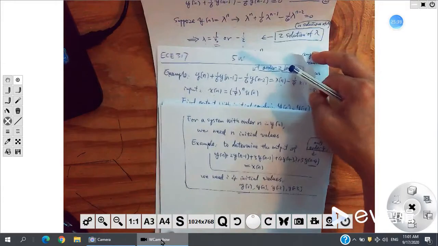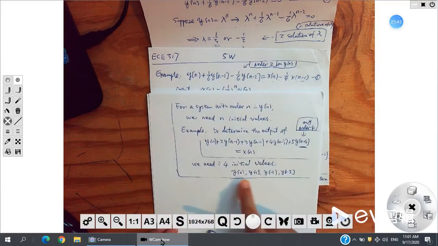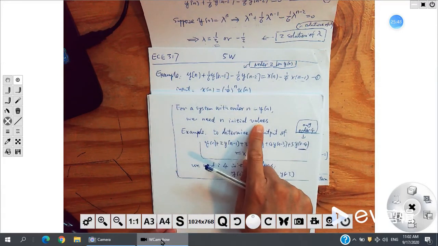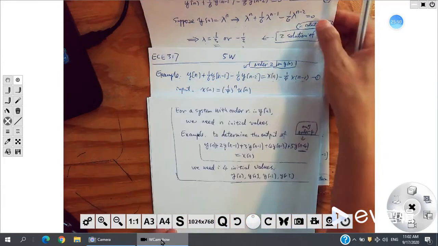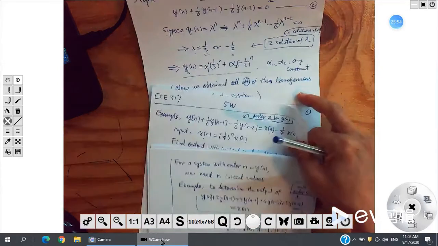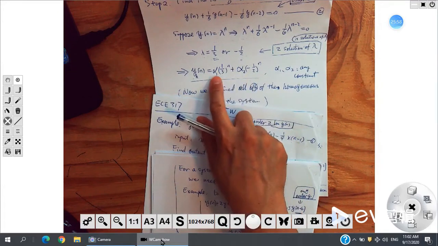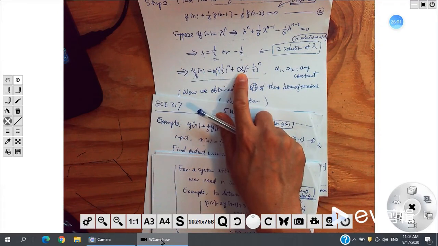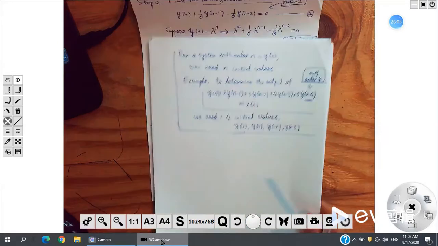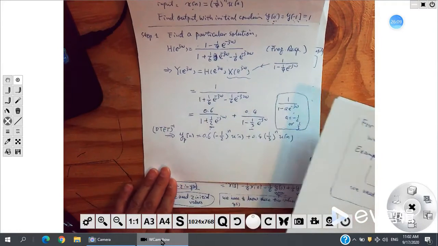You start from the system equation, the equation here, you know you need n initial values if the order is n. You can also consider the homogeneous solution. You have n free coefficients. To determine these n free coefficients, you need n initial conditions, initial values. Okay. All right, let's go back to our problem.